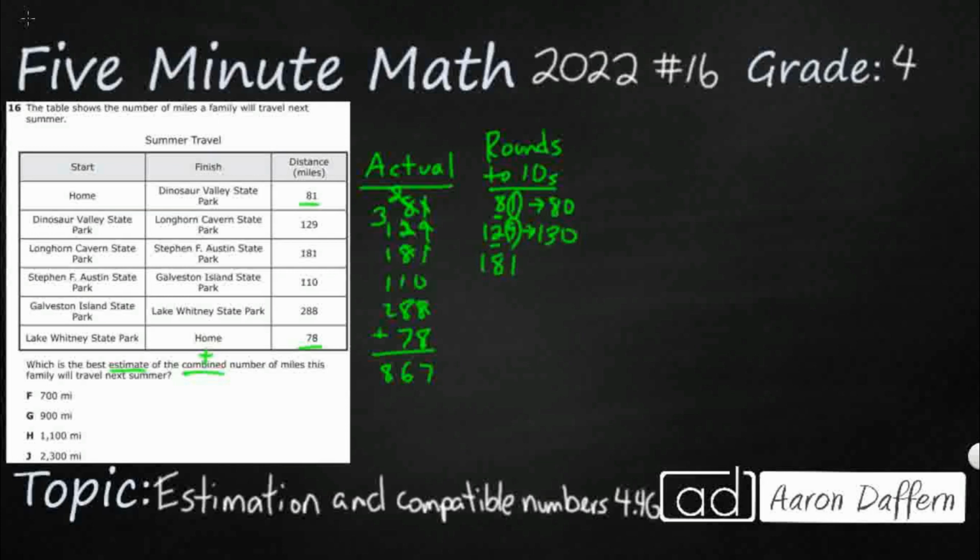Got 181, just like the 81, right? I'm going to go to the tens place. That 1 is not going to change that 8, so it's going to be 180. 110 is, look, it's not changing. It's just 110. It's already rounded to the tens place. 288. Okay, so let's see, that 8 is going to change that up, so it's going to be 290. And then we get 78. That's close to 80.